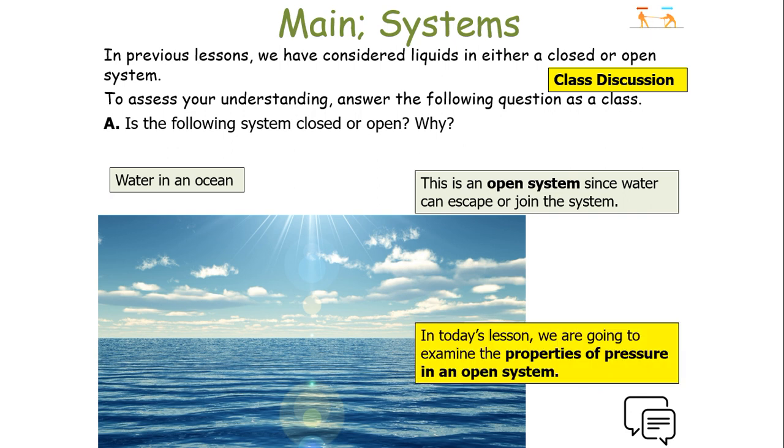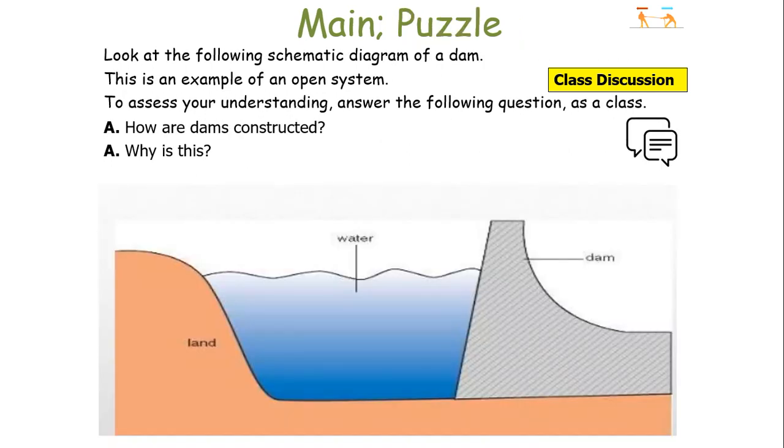Now in today's lesson we're going to focus on the property of pressure in an open system, like in lakes and in oceans. Okay, now let's have a look at a particular example of an open system situation. Look at this picture, which is showing a dam. This dam is holding the water of this open system in place. Look at how the dam is constructed. Why does it have this pattern of construction?